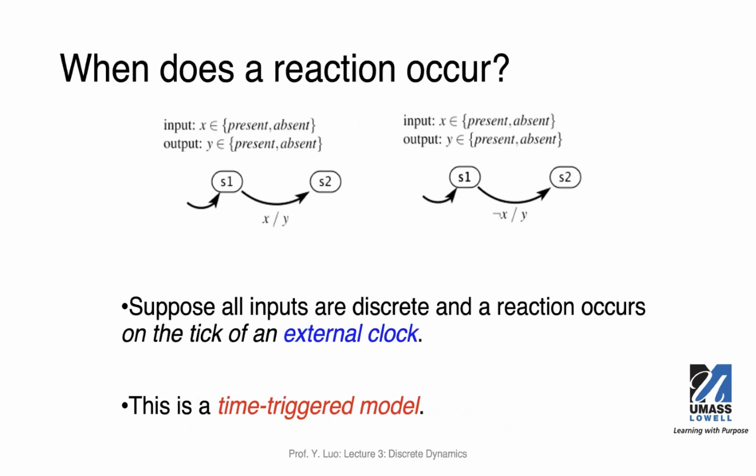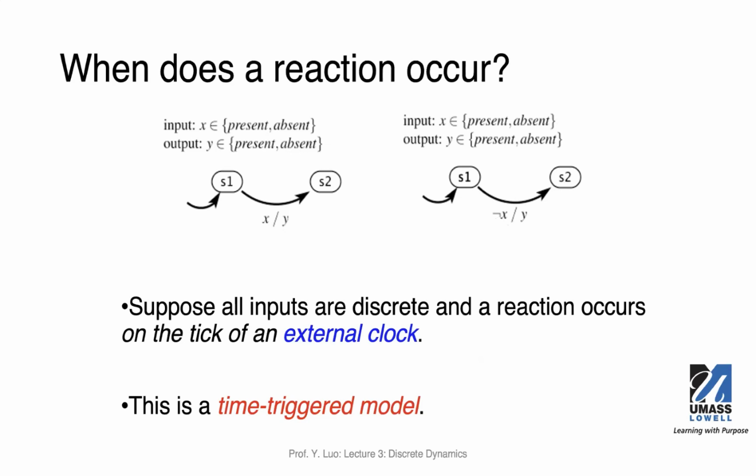Okay, so we look at, in the previous two slides, two very similar finite state machines. Their inputs are the same. There's only one input signal X, and there's only one output signal Y, and both X and Y are pure signals, which means that they take value either present or absent. The transition diagram is a little bit different. The predicate, the condition is, in this case X is present, and in this case X is absent.